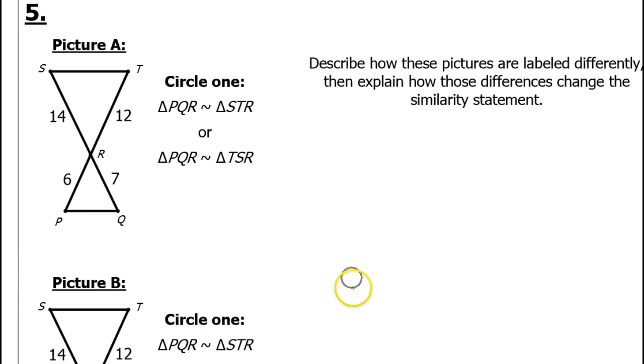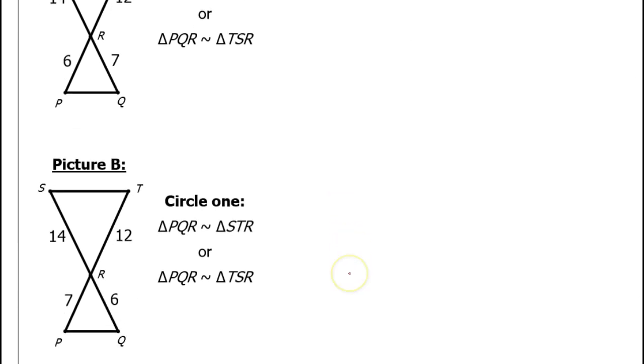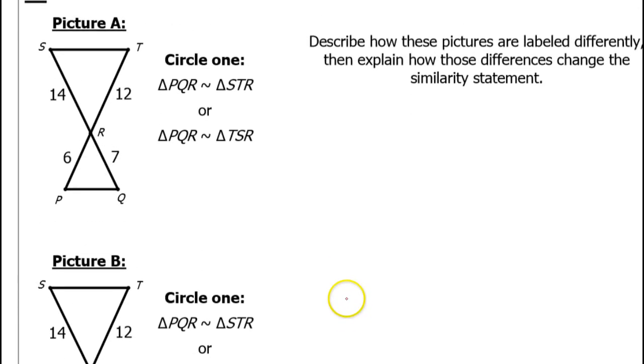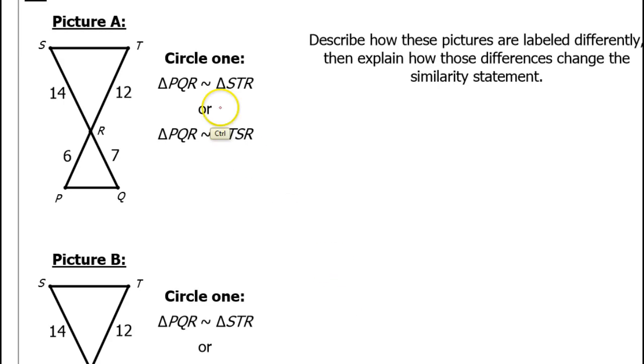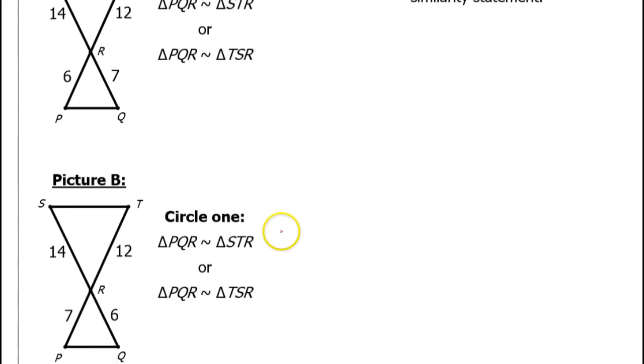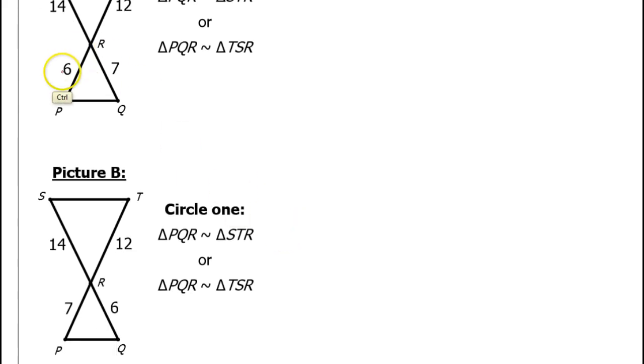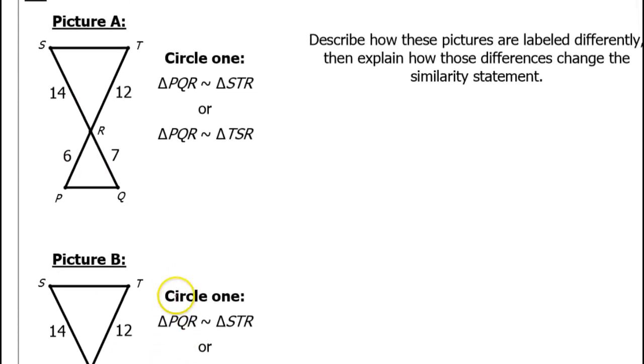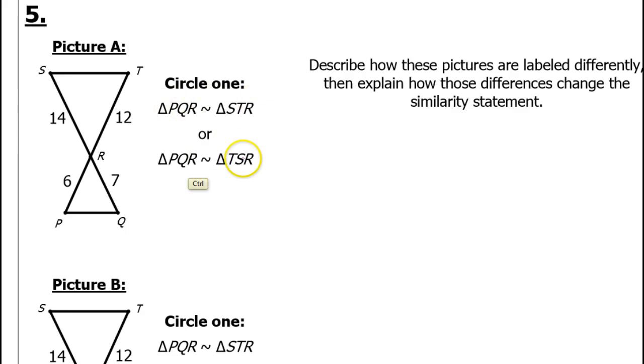Okay, for problem number 5, we're supposed to compare these two pictures and talk about how the differences change the similarity statements. The only difference between picture A and picture B is that in picture A we have a 6 and a 7, and in picture B we have a 7 and a 6. So let's start with picture A and decide which one of these similarity statements is going to be accurate.